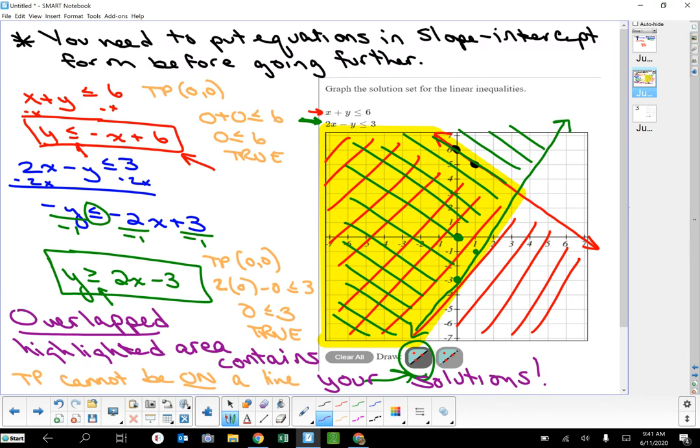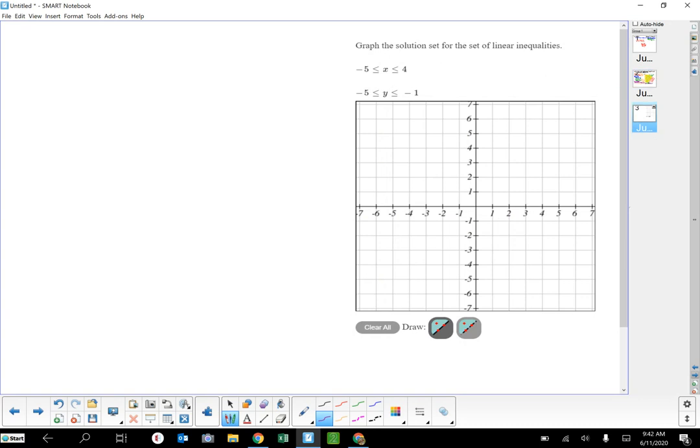Okay, these are pretty straightforward. I mean, you know how to graph one line, you're just doing two of them. Okay, the next one I have on here only because the way that the problem looks is a little bit strange. So they look like this. You have this negative 5 is less than or equal to x is less than or equal to 4. So I'm going to write that out a little bit bigger.